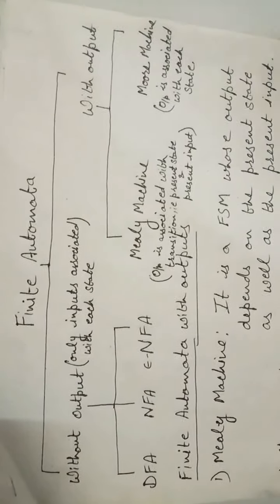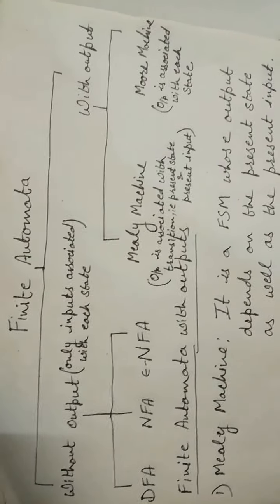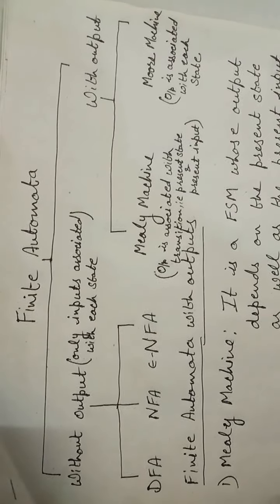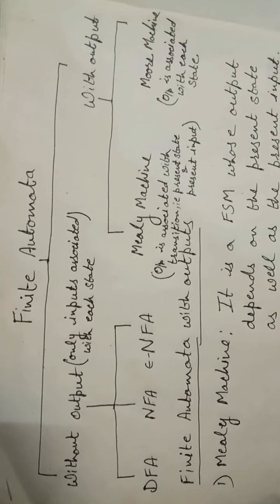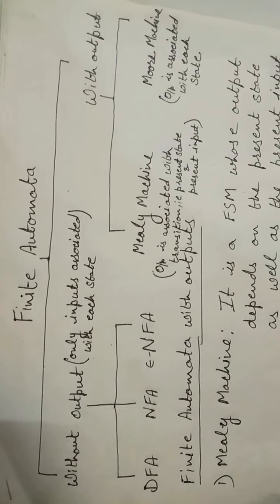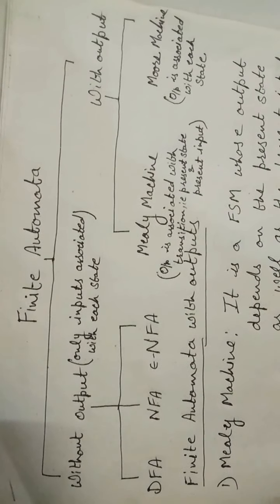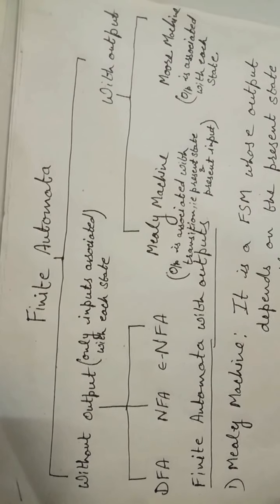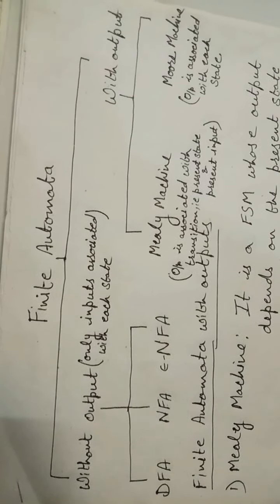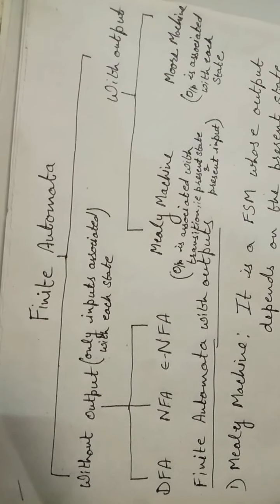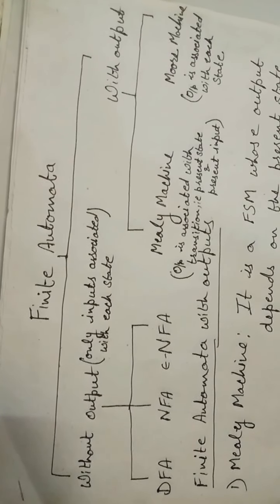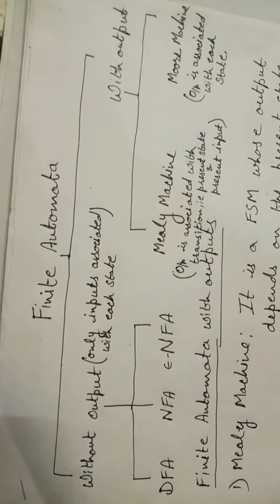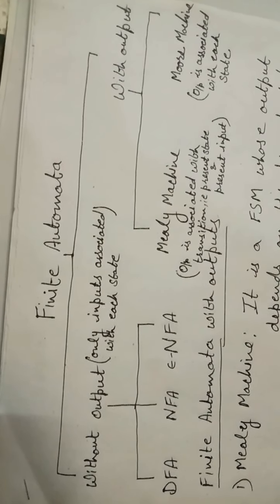So let's start. Finite automata: there are two types of finite machines, without output and with output. Without output means only inputs are associated with each state. There are three types of finite machines without output: DFA, deterministic finite automata; NFA, non-deterministic finite automata; and epsilon-NFA, epsilon non-deterministic finite automata. And with output, there are two types of machines: Mealy machines and Moore machines.